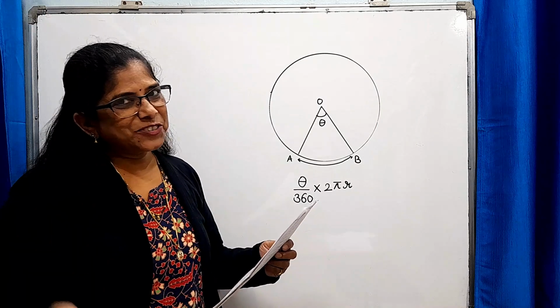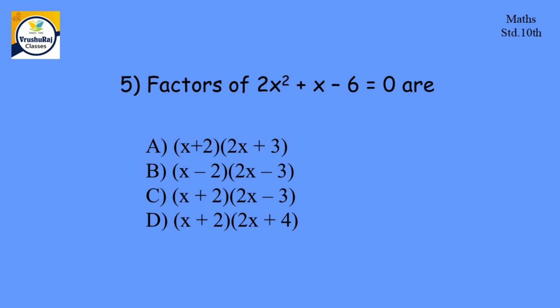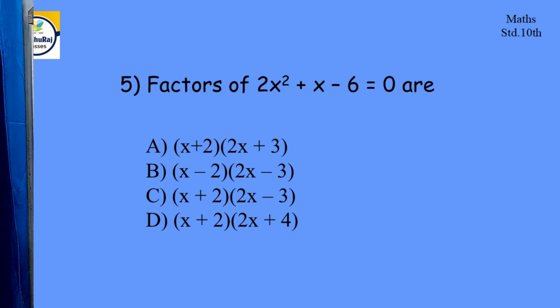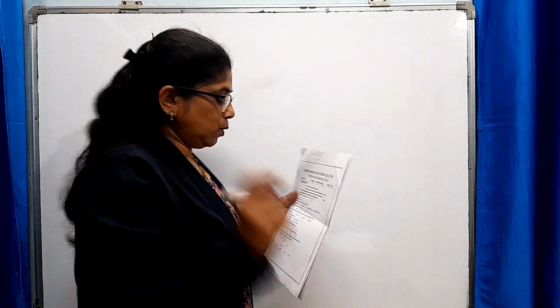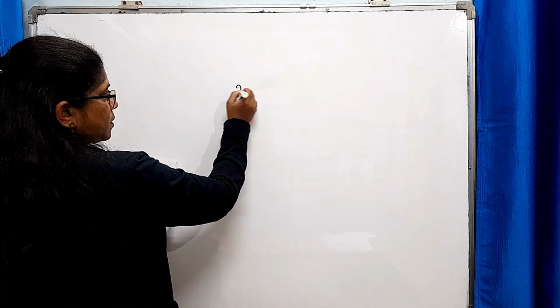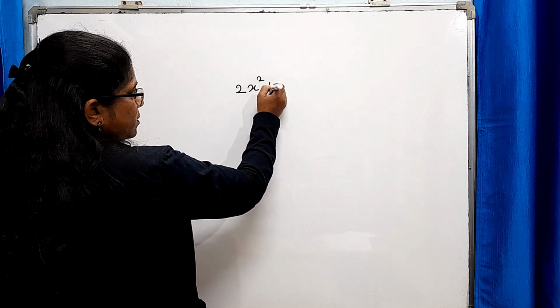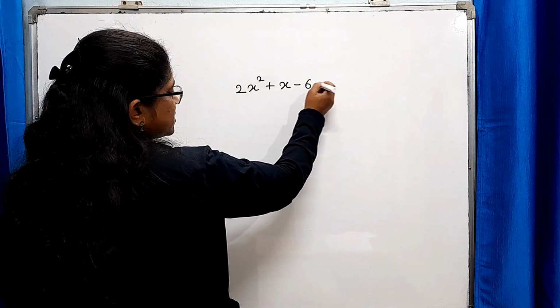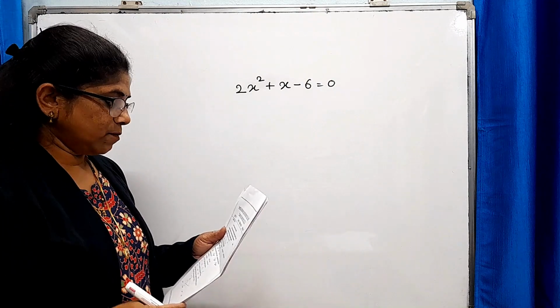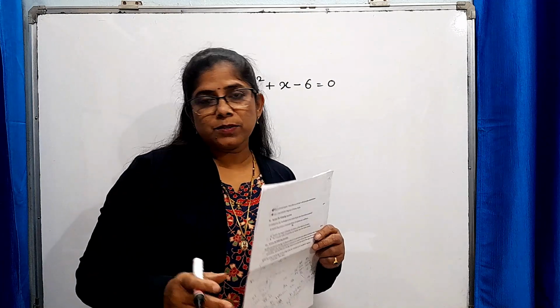Let's move to the next question. Here the next question is, find the factors of 2x square plus x minus 6 is equal to 0. Now here the equation is 2x square plus x minus 6 is equal to 0. We have to factorize this. We have to find the factors of this.